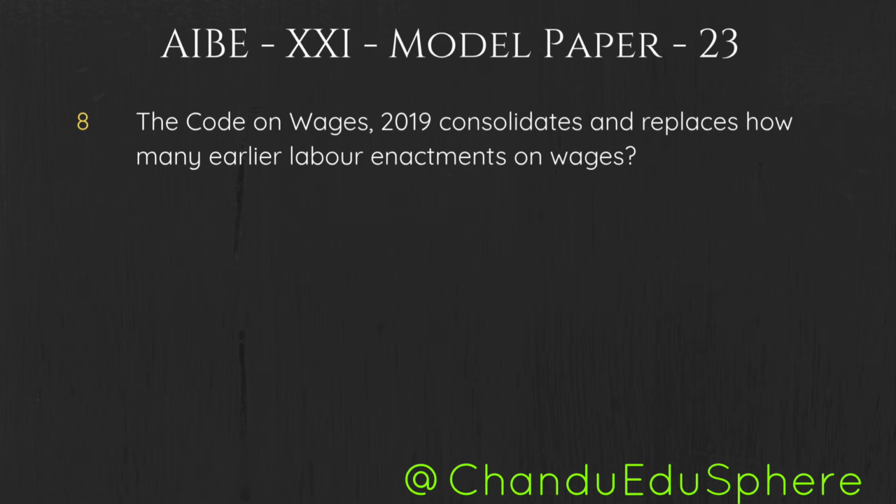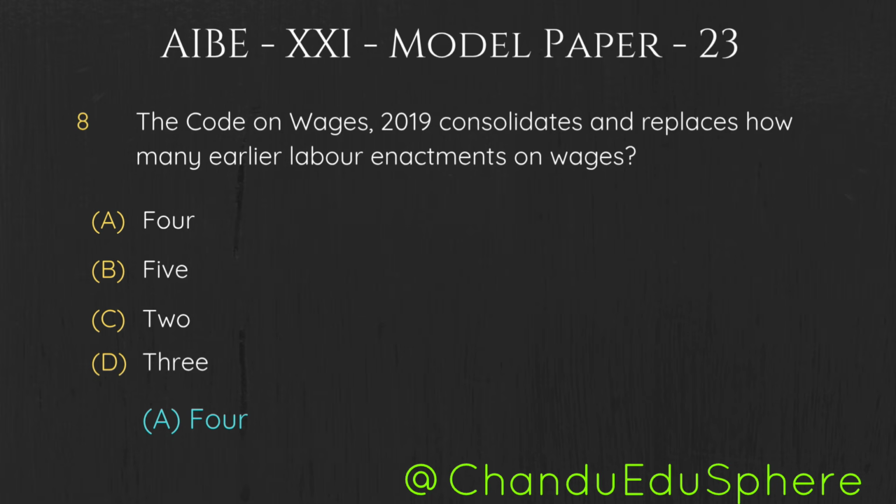The Code on Wages 2019 consolidates and replaces how many earlier labor enactments on wages? 4. The Code on Wages 2019 consolidates and rationalizes four central enactments: the Payment of Wages Act 1936, the Minimum Wages Act 1948, the Payment of Bonus Act 1965, and the Equal Remuneration Act 1976. Answer A.